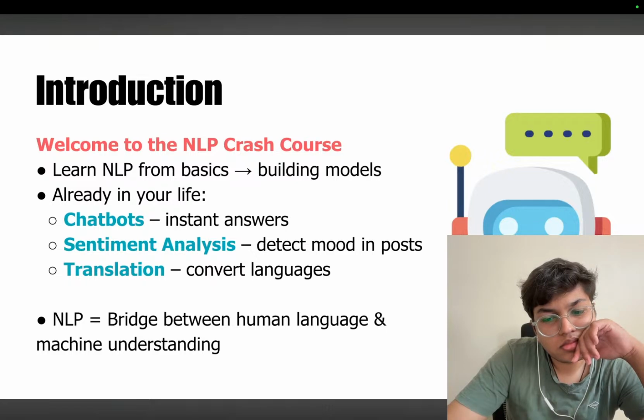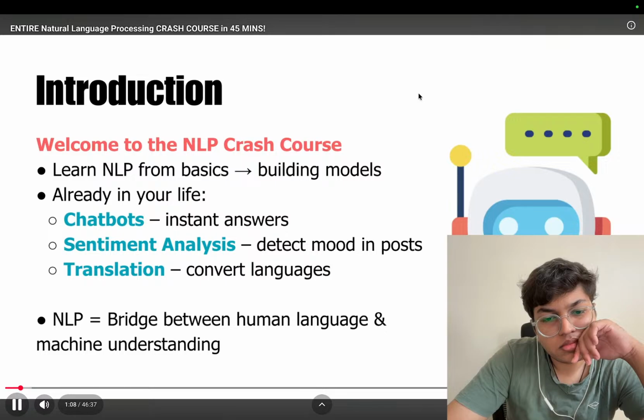Example 2, sentiment analysis. Companies track thousands of tweets daily to determine whether people are happy, angry, or confused about their products. That's NLP filtering and classifying words. Example 3, Google Translate. You type good morning in English, and voila, it shows up as buenos dias in Spanish. What happens behind the scenes? NLP and machine translation models.